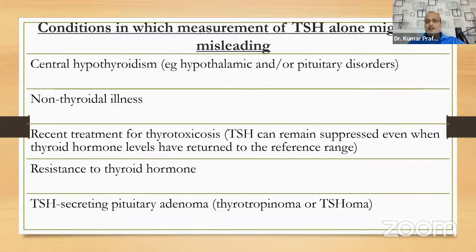Now, there are certain conditions where this feedback mechanism doesn't work well. I told you that TSH is the most important hormone to know about function of thyroid. But there are certain conditions where TSH alone might be misleading, which includes central hypothyroidism, which means that TSH is being secreted in less amount from the pituitary.